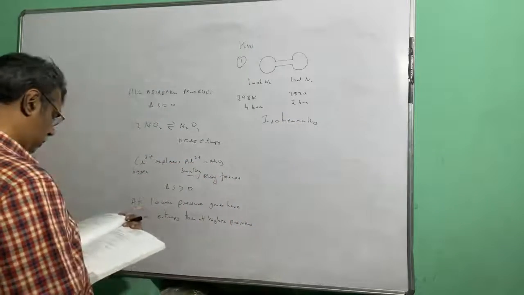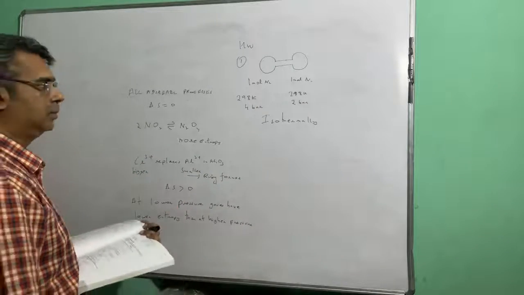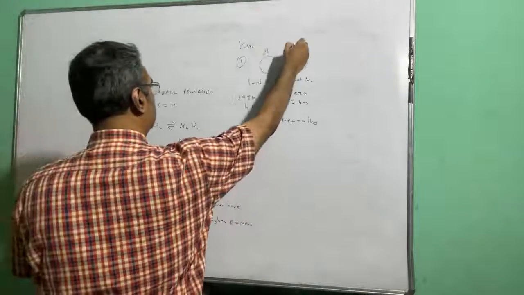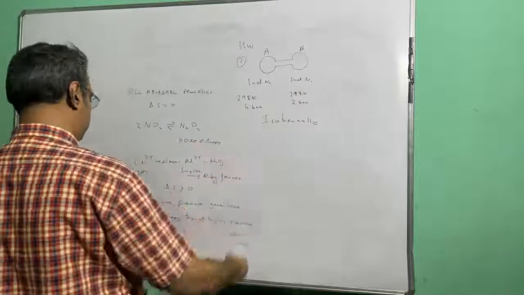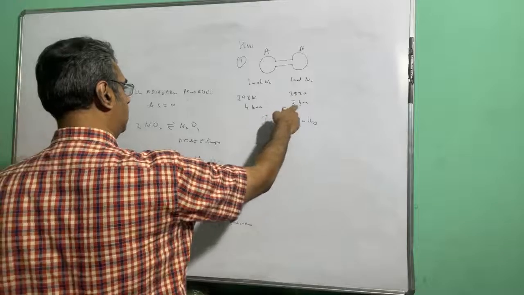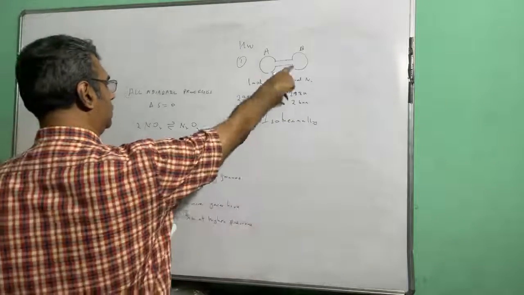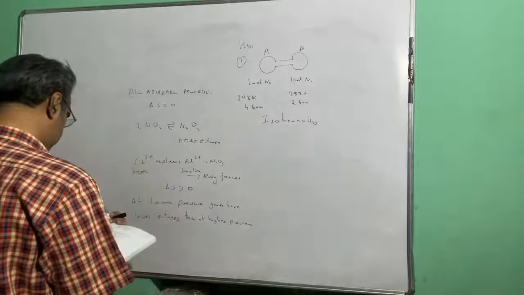So suppose you have two bulbs. I am now giving the homework question. Suppose you have two bulbs, bulb A and bulb B. 1 mole of nitrogen, 1 mole of nitrogen. 298 Kelvin 4 bar, 298 Kelvin 2 bar. So you allow the two to mix isothermally.